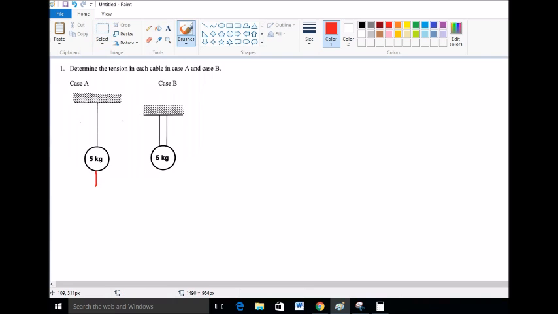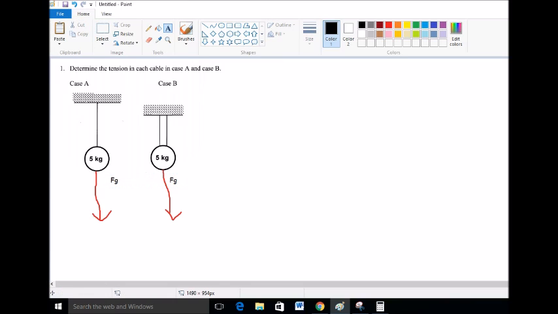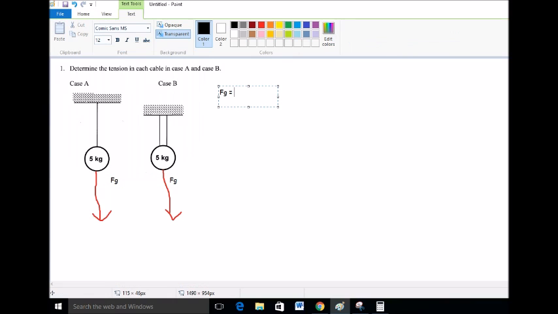Alright, so the first thing we could do is quickly add the force of gravity here, and that would be Fg. Let's do it over here too, Fg. Now the equation for Fg is Fg equals mg, which is mass times acceleration, or in this case, because g would be free fall, which is always 9.8 meters per second.